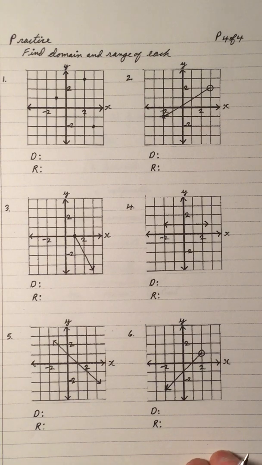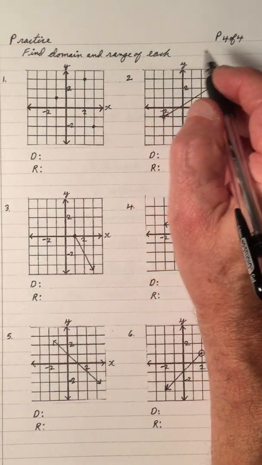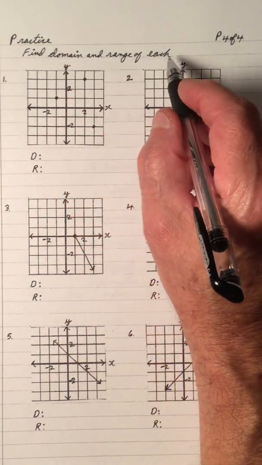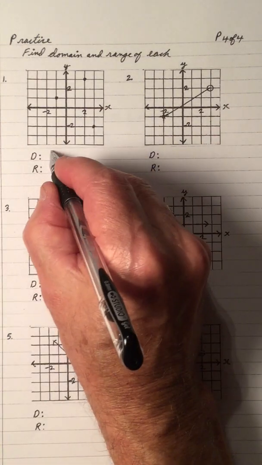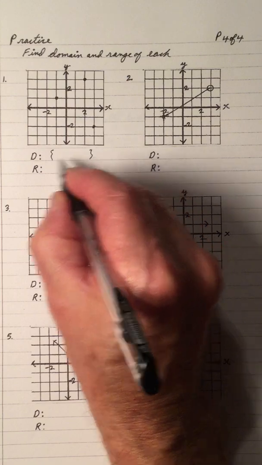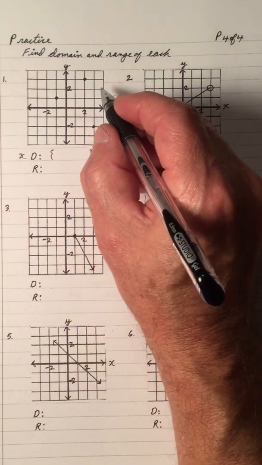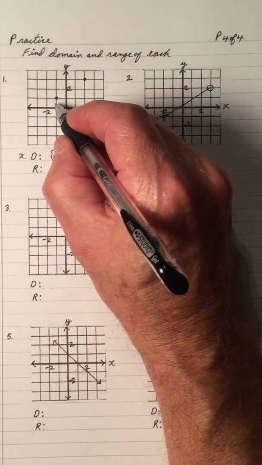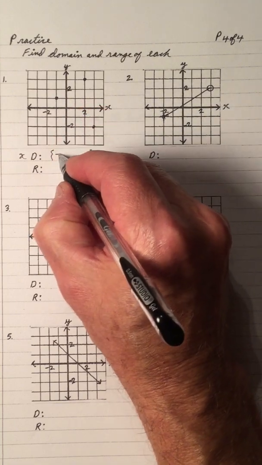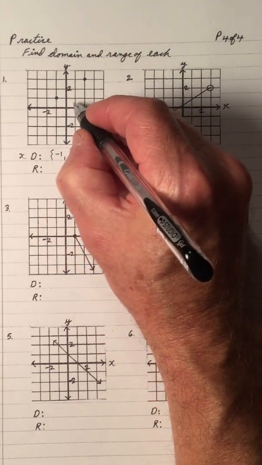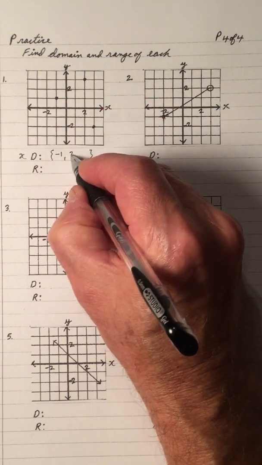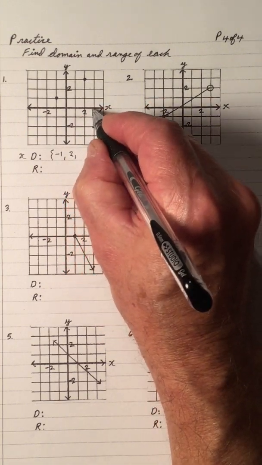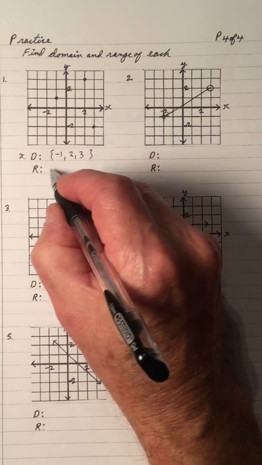Okay, practice. Practice means pause the video and work out the answers. Find the domain and range of each. And we're graphing on the real numbers. The domain values are the x values. Okay, the x values right here that start on the left. X value is -1. The x value as we go here for this point is 2. And the x value for this point is 3.